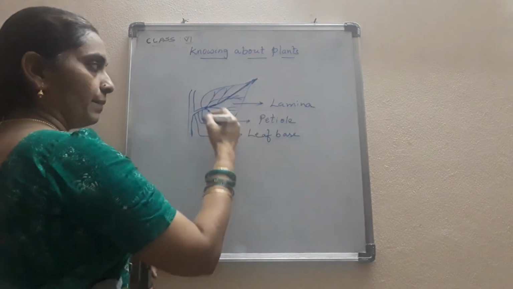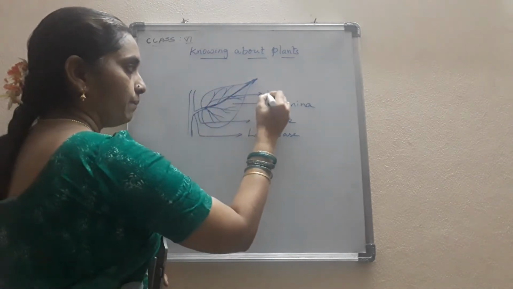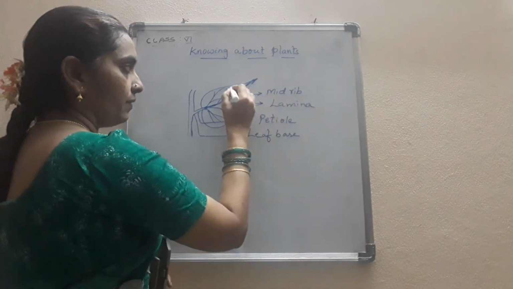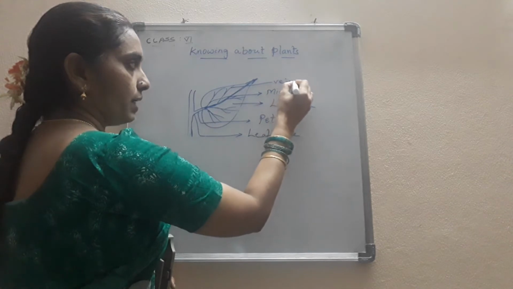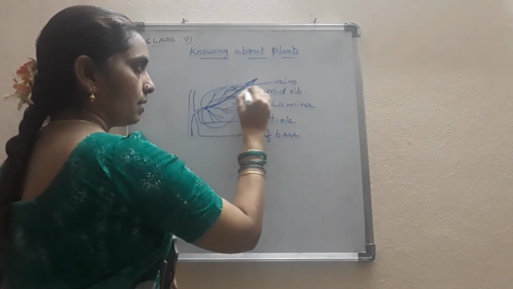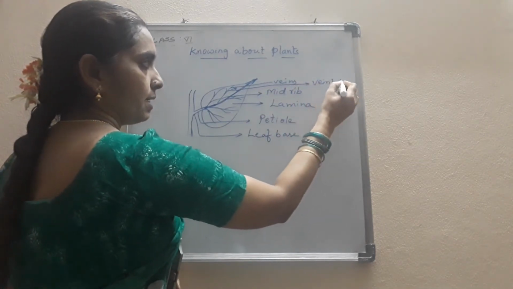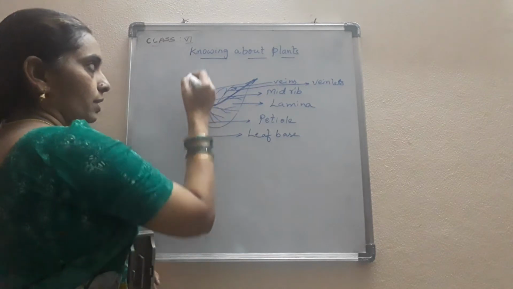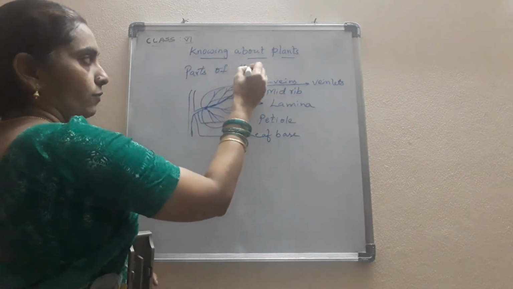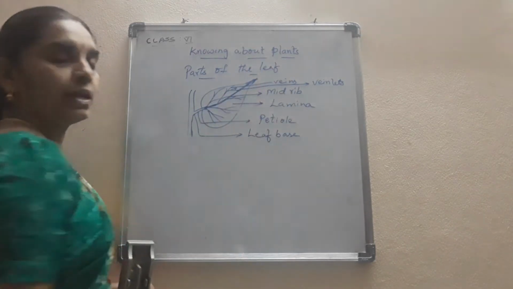And the leaf lamina is divided again into three parts. They are midrib, veins and veinlets. What are they? Midrib, veins and these are called veinlets. Is it clear? So these are the parts of the leaf. You have already learnt in the previous class about this, isn't it?